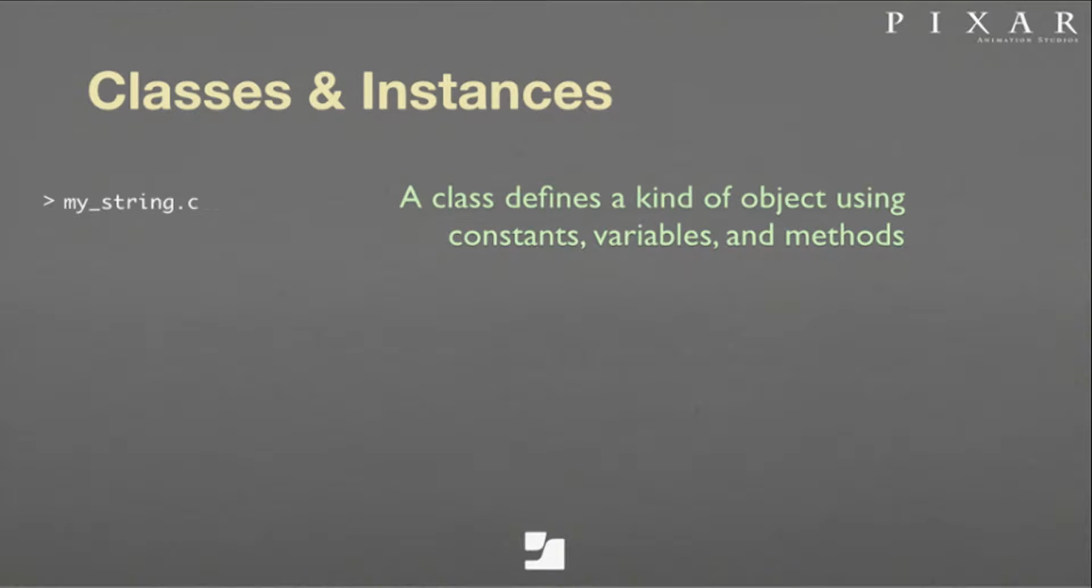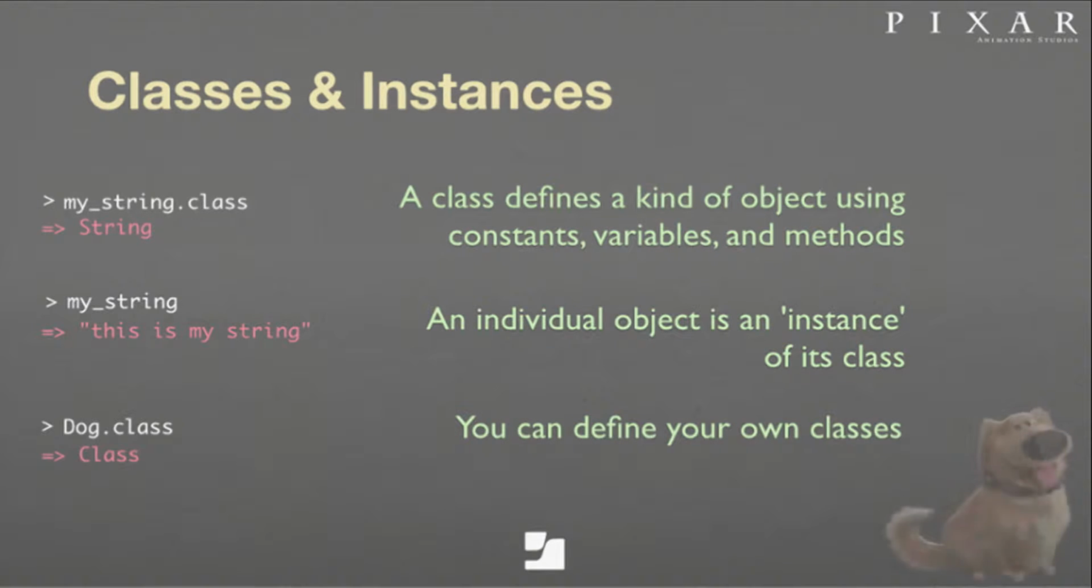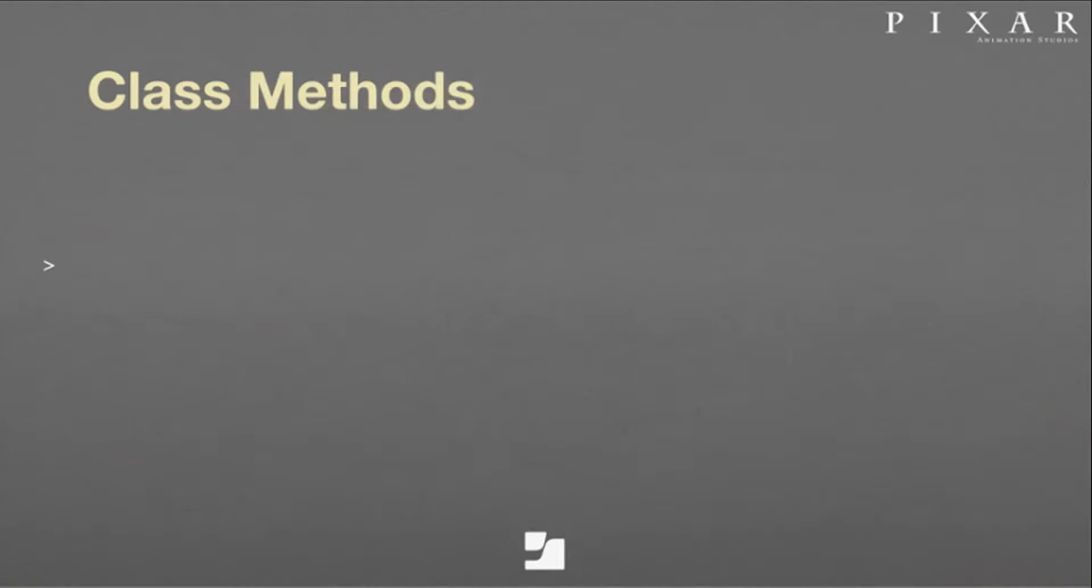Classes and instances. A class defines a kind of a thing. So we've stored a string in the variable myString, and if we ask its class, it is a string. If we just call myString by itself, we'll get the value of it back out. And you can define your own classes. In the stuff that you loaded for the session at the very beginning, when you required the JNUC session stuff, you loaded in a class that I defined called dog. So you should be able to say dog.class, and guess what? Dog is a class. And we're going to play with that in a little bit.